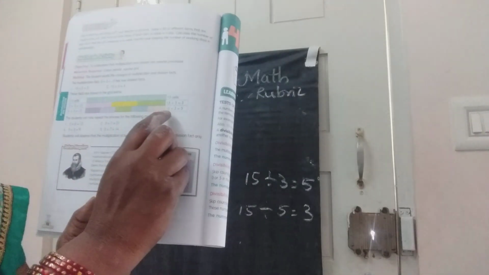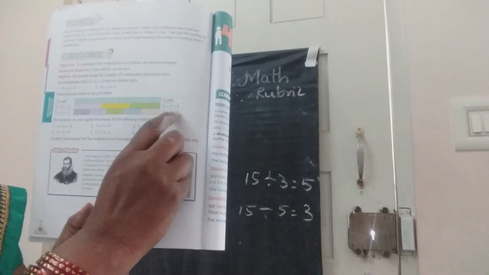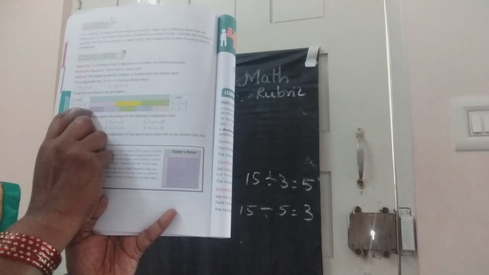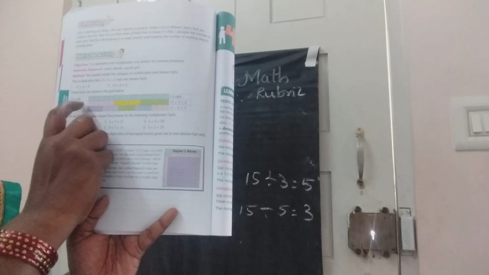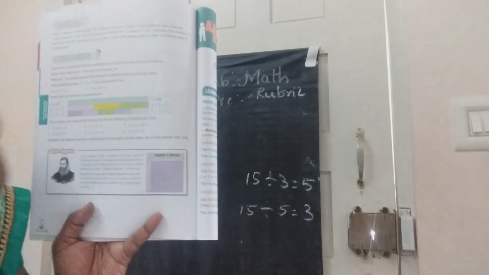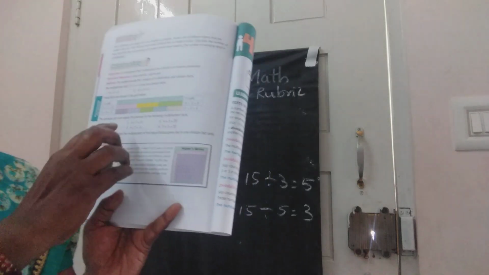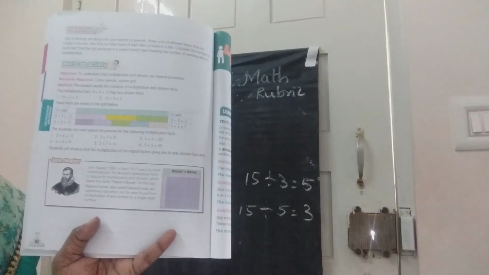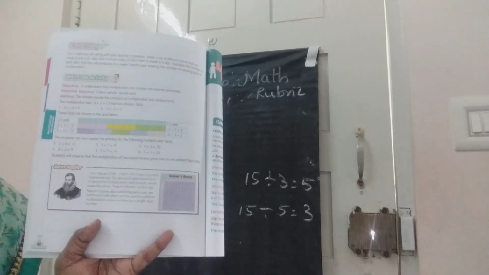See, 15 divided by 3 is equal to 5. Here 5 into 3 is 15. Here 3 into 5 is equal to 15. 15 divided by 5 is equal to 3. So this is how you have to do this rubric activity.